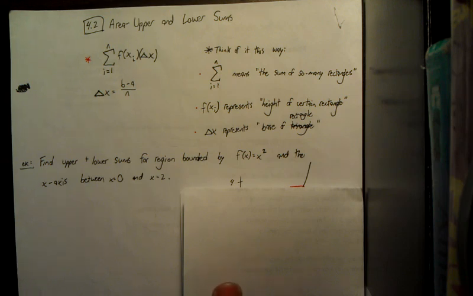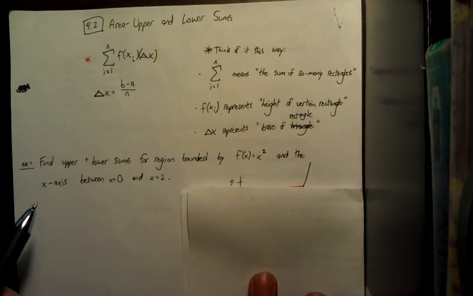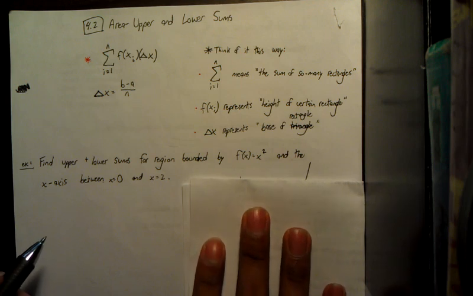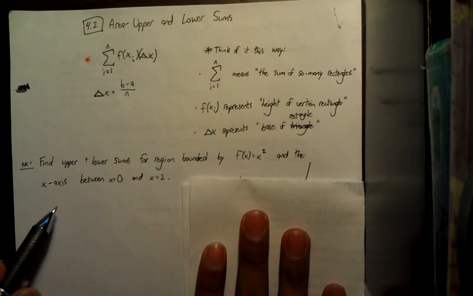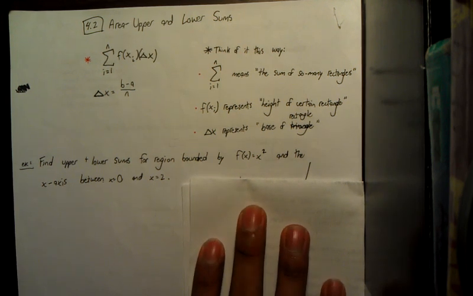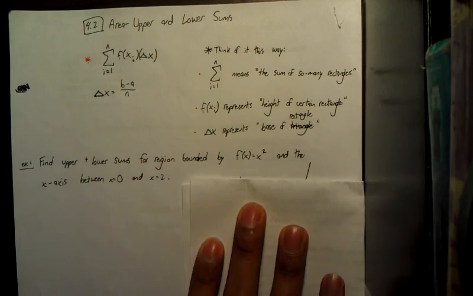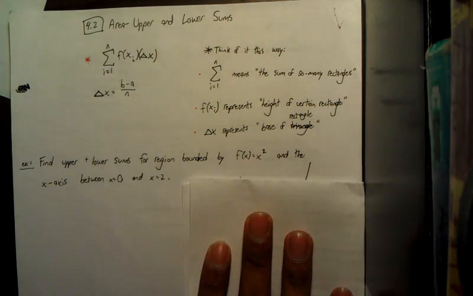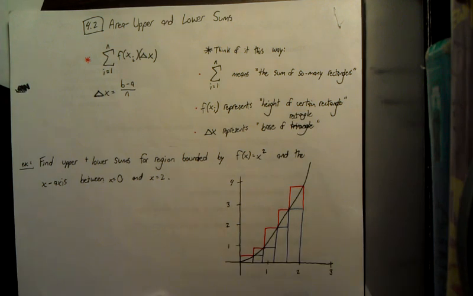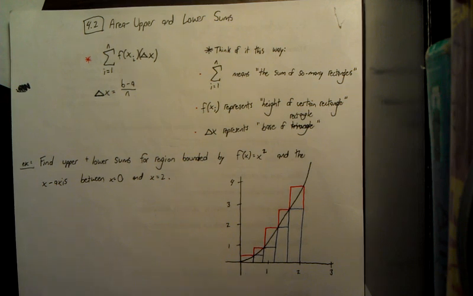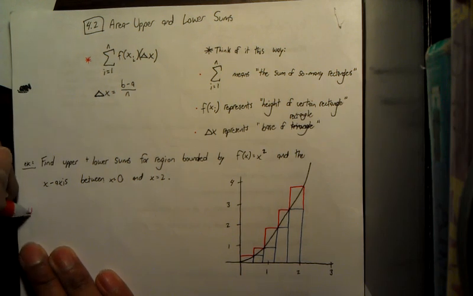So here's an example. Find the upper and lower sums for a region bounded by f of x equals x squared and the x-axis between x equals 0 and x equals 2. Now, if you were to see a picture of this, it would look like this right here, where once again red corresponds to the upper sum and blue corresponds to the lower sum. We're first going to find the upper sum, just because it's the easier one, and then you'll see why.